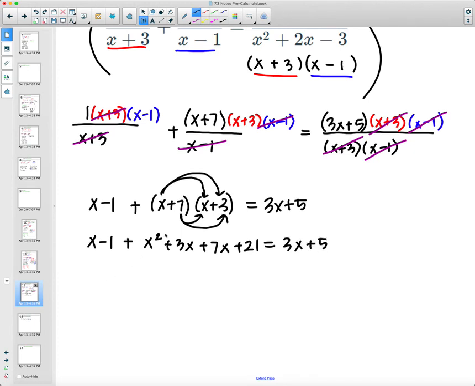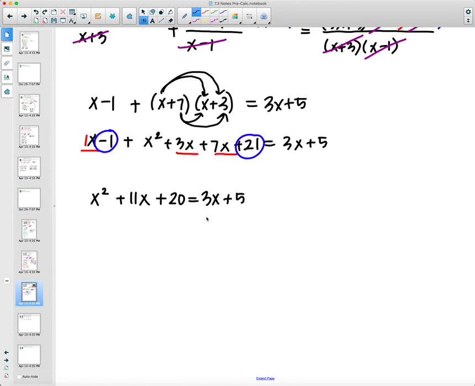Combine our like terms. So I'm going to start with this x squared. I'm just going to write that down. It doesn't have any like terms. Then we'll see this 1x, 3x, and 7x. Okay, so that's going to be 11x. So 1 plus 3 is 4, plus 7 is 11. So we have 11x. And then we've got the negative 1 and the positive 21. So negative 1 plus 21 is positive 20. Equals 3x plus 5.